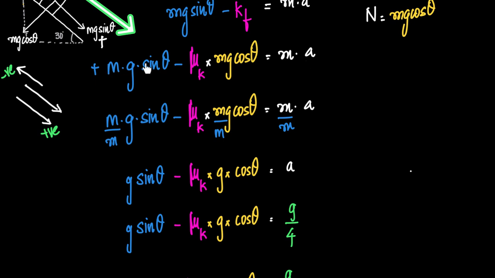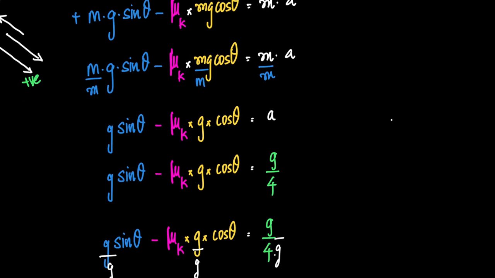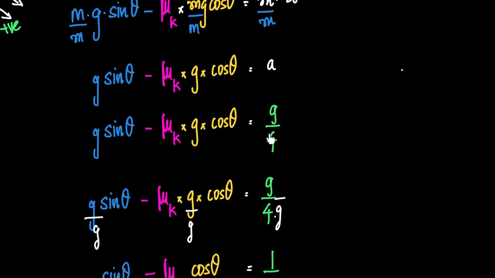So now I'll divide this entire equation by m. So we have m by m, mg by m, and ma by m. So m by m is 1. So what we get is g sine theta minus mu k into g cos theta is equal to a. Now, what is acceleration? It is given in the question that acceleration is equal to g by 4.